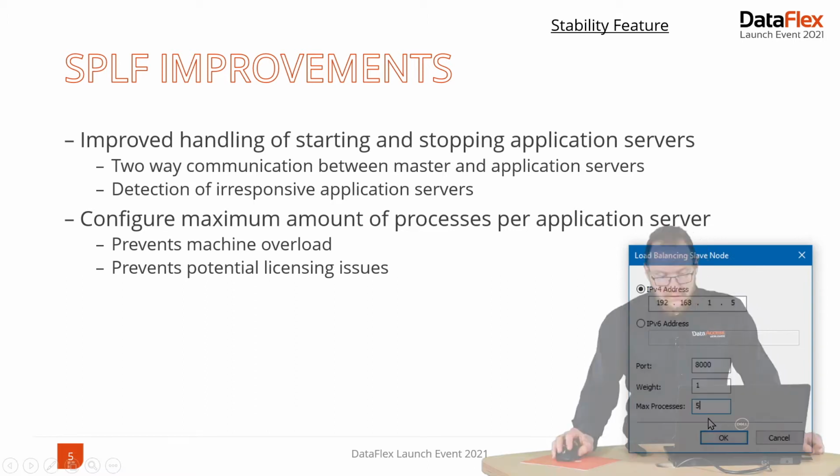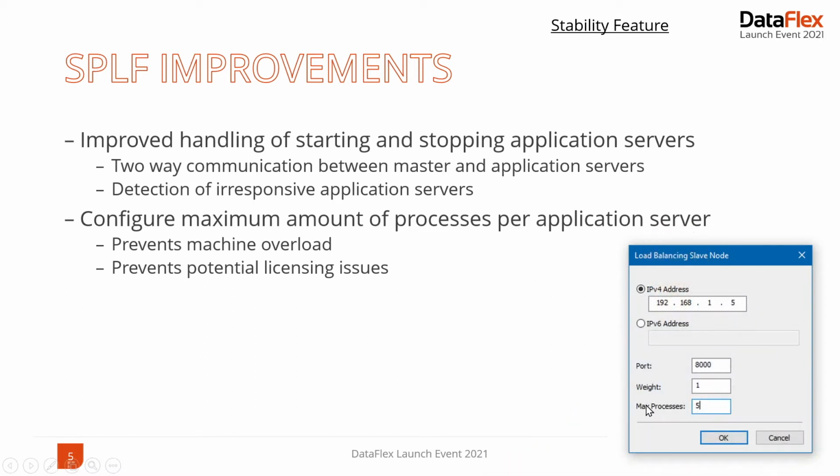Another option that we added is to configure a maximum amount of processes per slave. When you configure a master-slave configuration, you configure on the master the size of your application pool, and then when it starts processes for each application server, it will start a certain amount of processes, and it's determined by the weight ratio. So if you have one application server that's set with a weight of 2 and one with a weight of 1, and you set a pool of 6 processes, one will get 2 processes and the other one will get 4 processes.